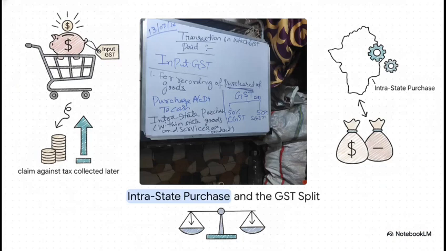Okay, let's start with the basic rule for recording the purchase of goods. An intrastate purchase simply means the goods or services are rendered within your own home state. Back in the pre-GST days, it was a piece of cake. You just debit purchases and credit cash. But when you buy something now and pay GST on it, that tax isn't just a vanishing expense. It actually becomes an input. Think of it as an asset that you can often claim against the tax you'll collect later on.